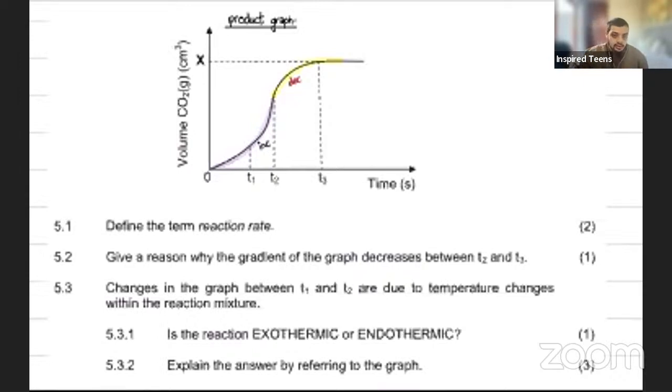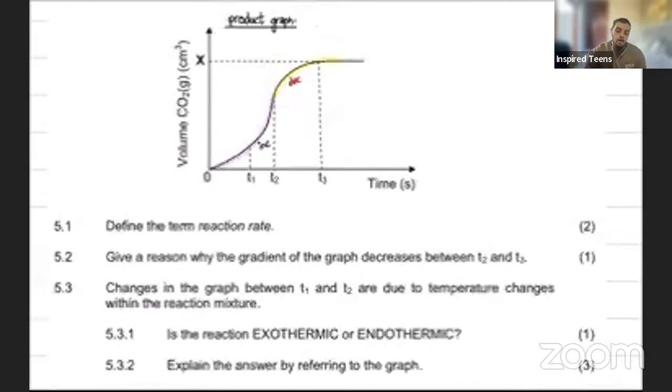The rate of the reaction decreases, they give you the mark, or what you could also say is the concentration of the reactants decreases. That's actually the reason as to why the rate of the reaction is decreasing. The rate of the reaction is decreasing because the concentration of the reactants is decreasing. So that's why the gradient decreases between T2 and T3. And we have to understand this type of shape, right?